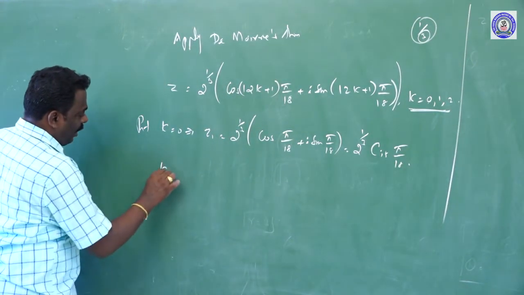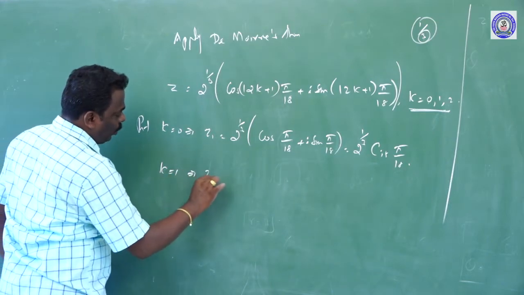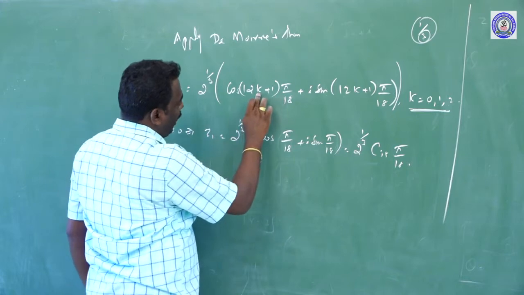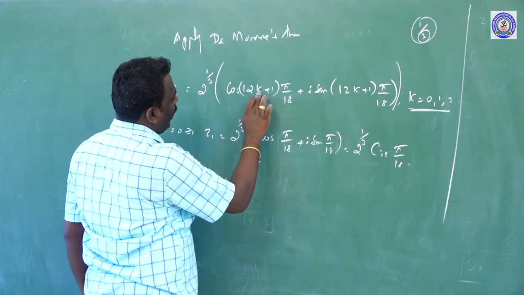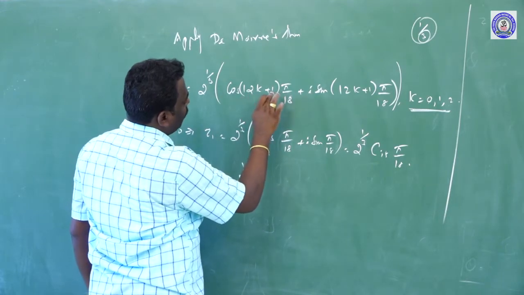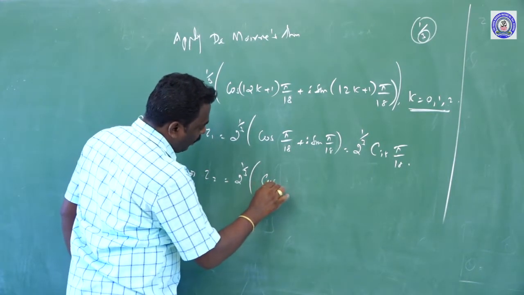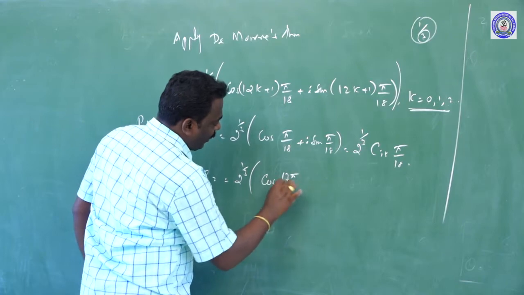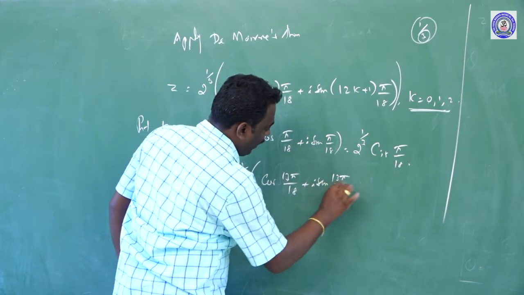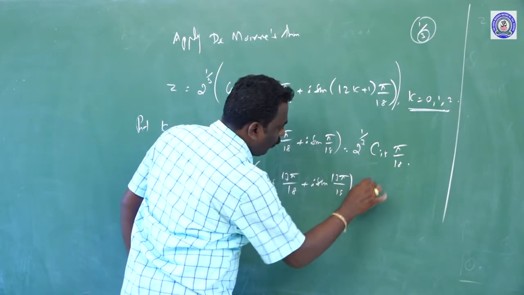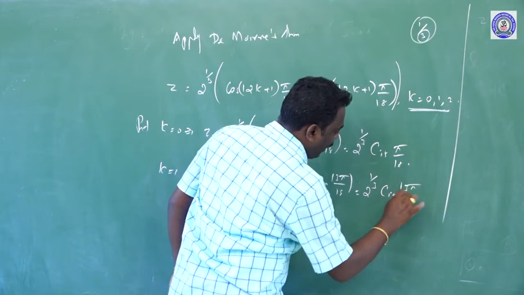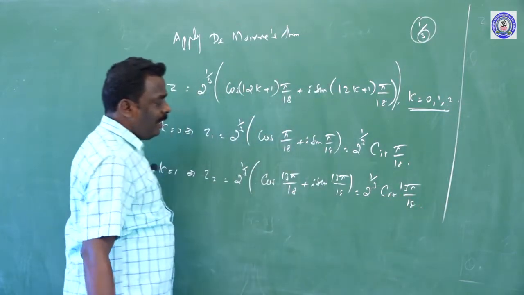Then put k equal to 1, that implies z2 equals 2 power 1 by 3 as it is, and with k equal to 1, 1 into 12 is 12 plus 1 is 13. Therefore cos of 13 pi by 18 plus i into sin of 13 pi by 18, that is equal to 2 power 1 by 3 cis of 13 pi by 18, which is called the second root.